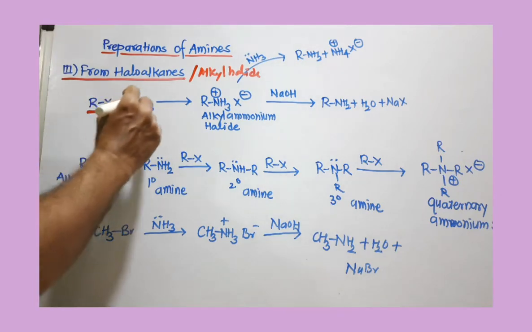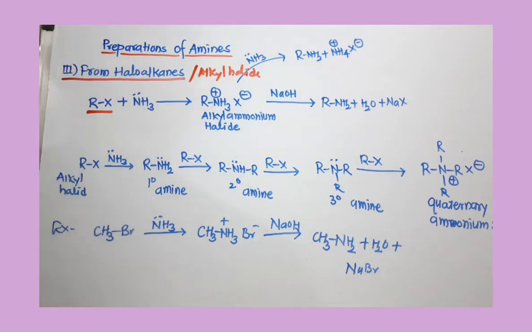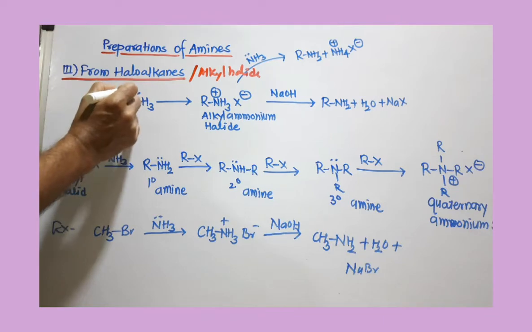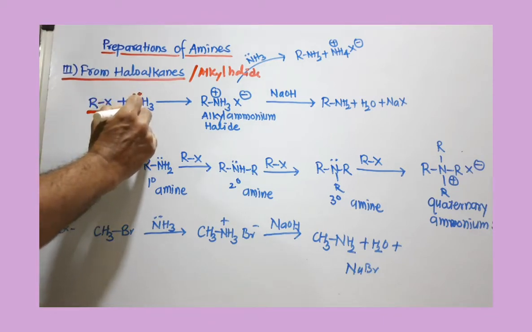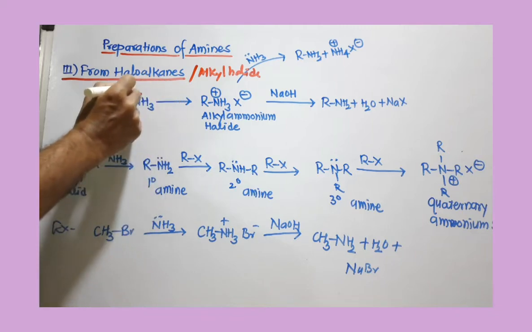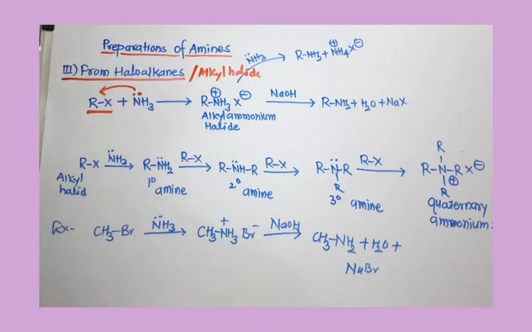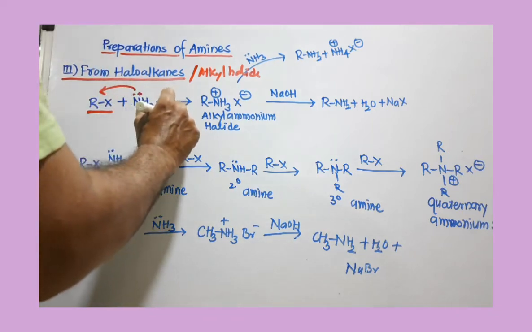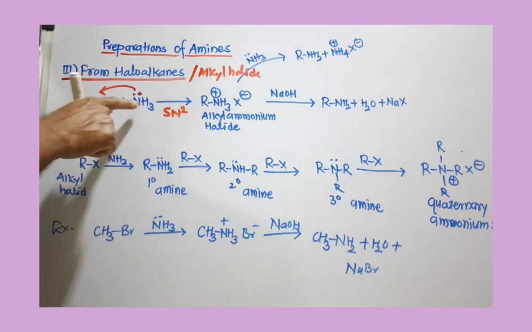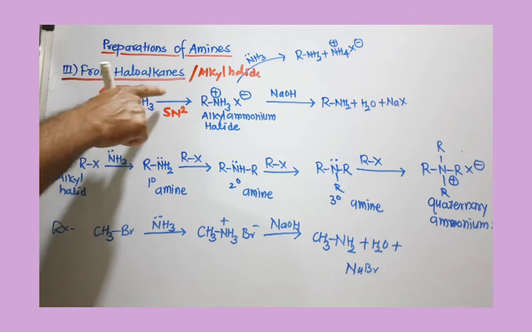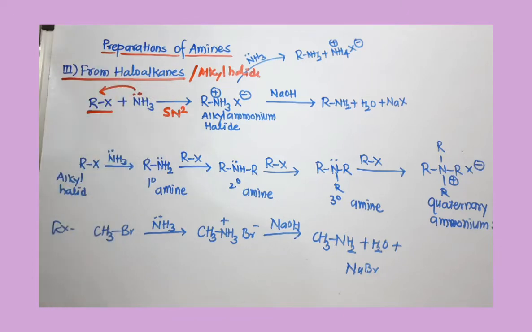So you can use concentrated ammonia. You can see here there is a lone pair over nitrogen. So this is acting as a nucleophile, and just like a nucleophilic substitution reaction, it is an SN2 reaction taking place. Now see here, this is an SN2 reaction, a nucleophilic substitution reaction.